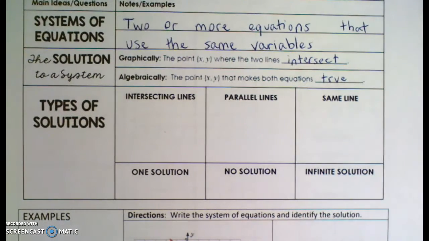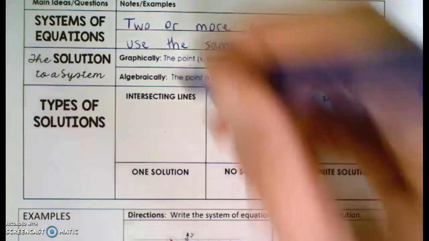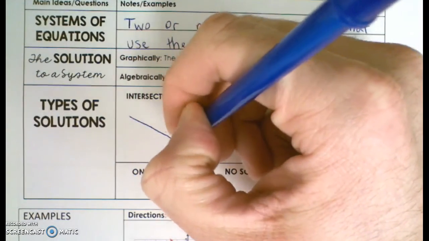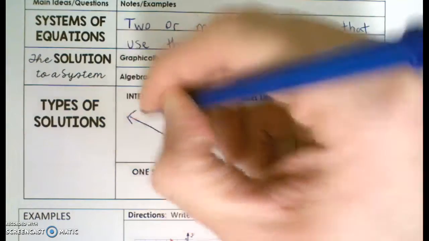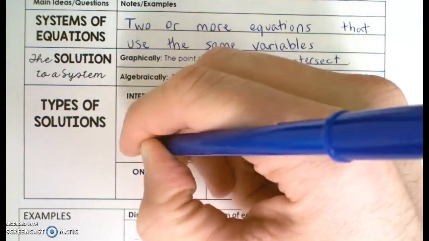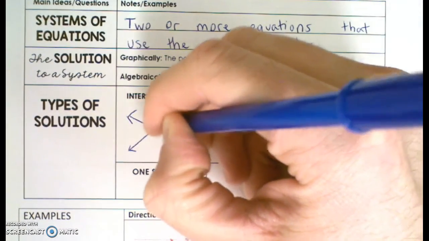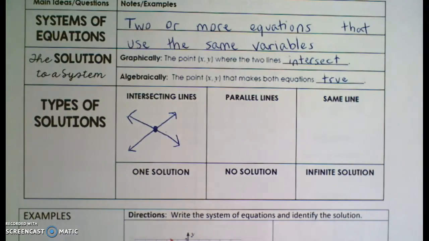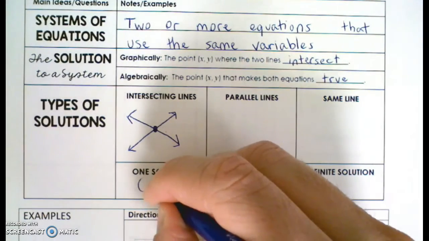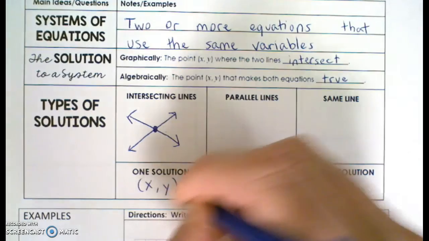So there are three types of solutions that we're going to see as we're working with systems of equations. The first kind is when you have intersecting lines. So intersecting lines are just lines that cross. And the solution, or the point that makes both equations true, is where they are intersecting. And that's normally going to be a coordinate, x comma y.